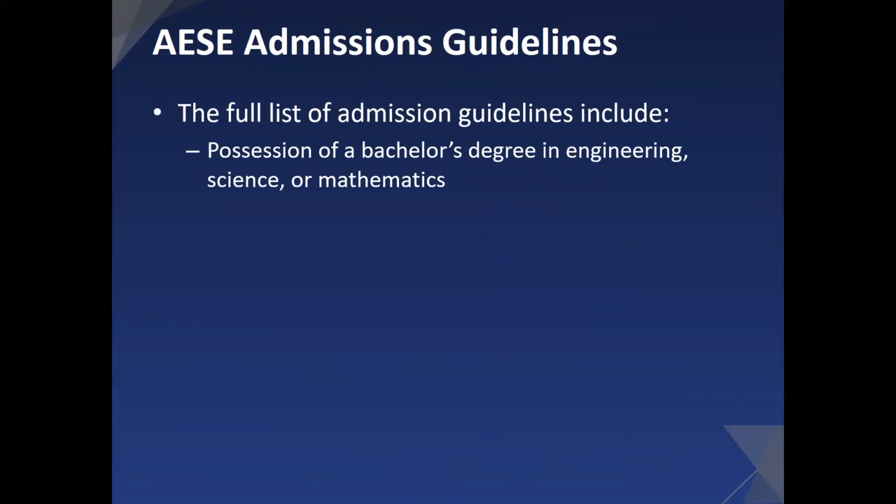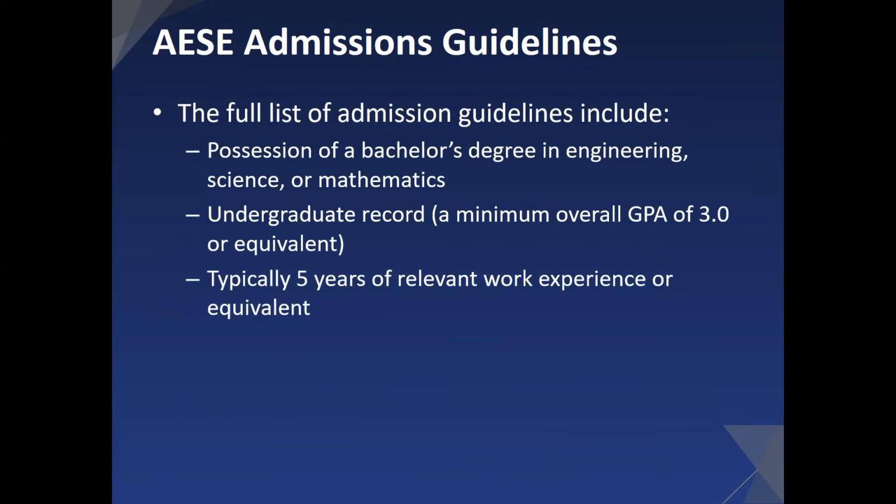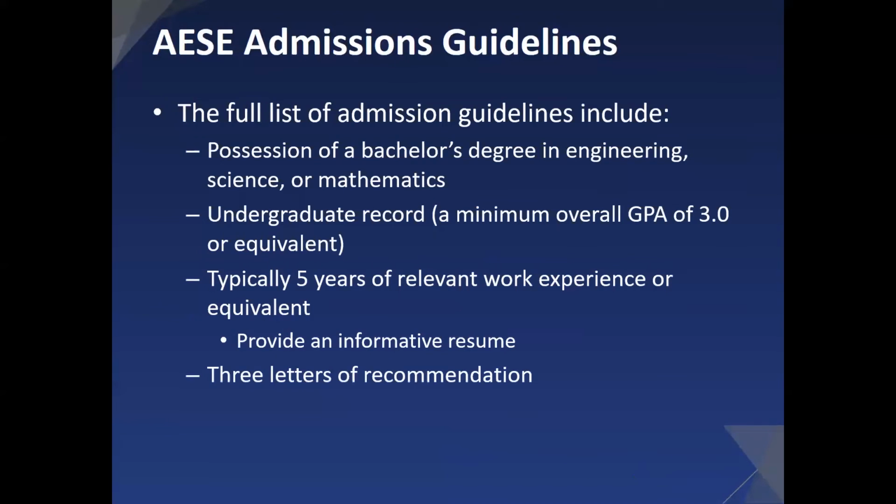What we're looking for is a professional with a strong engineering, science, or mathematics degree. Undergraduate GPA 3.0, but again, don't eliminate yourself if you feel like you're a strong candidate and you don't have that. We are typically looking for 5 years of relevant work experience. We do want an informative resume. Don't be afraid to elaborate. Give us a couple pages, 3 pages. We really want to know what you've been working on in your projects.